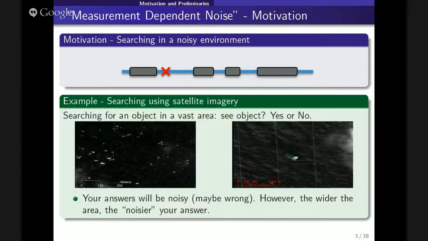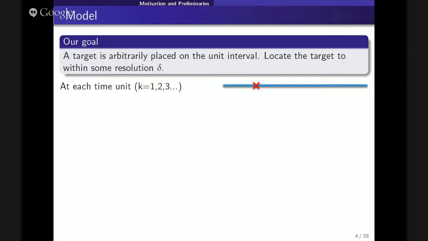These images come from the search for the Malaysian plane which was lost a year ago, and they have this exact problem of zooming in or not. This phenomenon of measurement-dependent noise, where the noise depends on how you measure your environment, we see in these satellite images, but it is not limited to them. Any system in which we can trade off sensitivity with quality will have this, for example the microphone sensitivity, the ISO setting in your camera, and so forth.